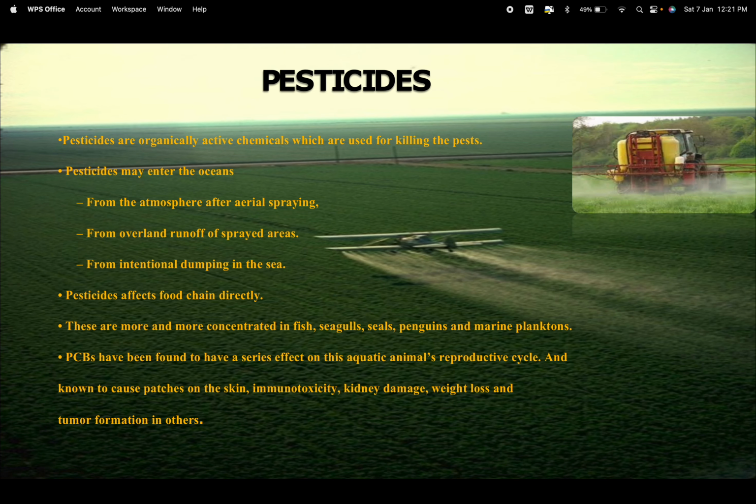Pesticides. Pesticides are chemically active substances which are used for killing pests. Pesticides may enter the ocean from the atmosphere after aerial spraying, from overland runoff of sprayed areas, or from intentional dumping in the sea. Pesticides affect the food chain directly. They become more and more concentrated in fish, seagulls, seals, penguins, and marine plankton.